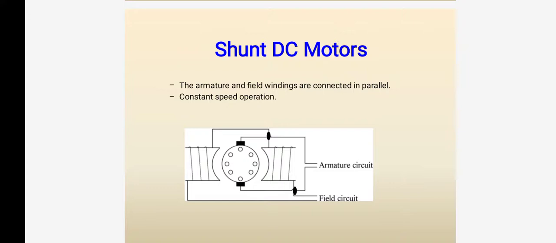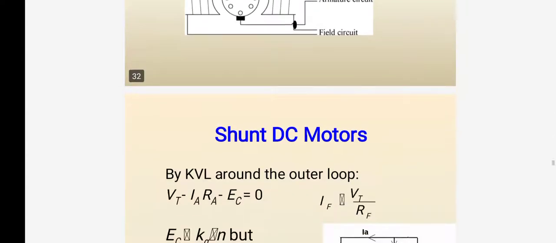Then the shunt motor: the armature and field are connected in parallel. You can see the armature winding and field winding connected in parallel. It is a constant speed motor, particularly used for constant speed operation.